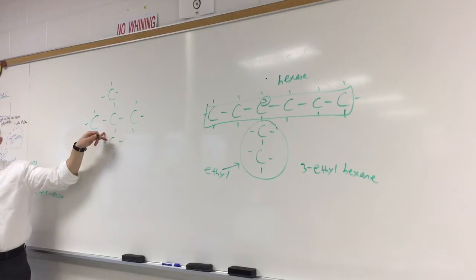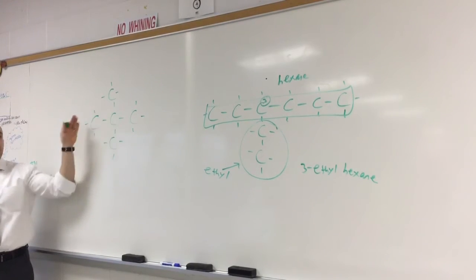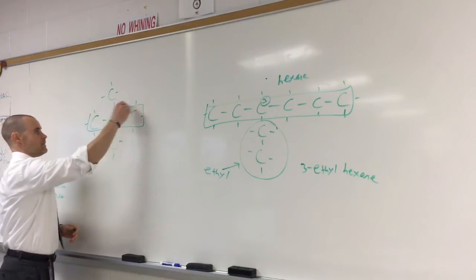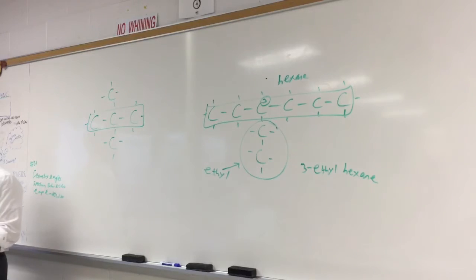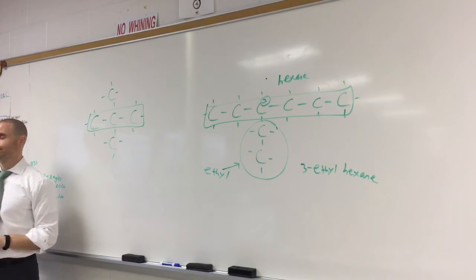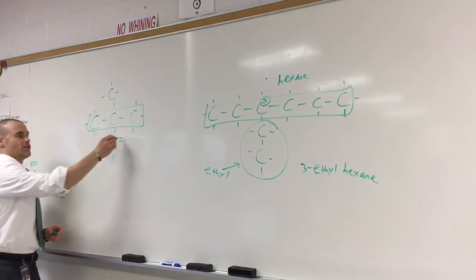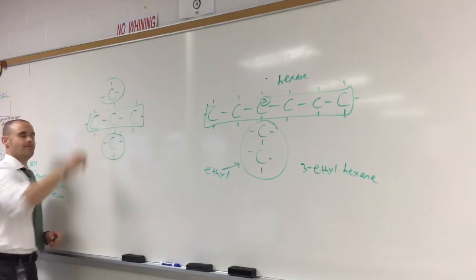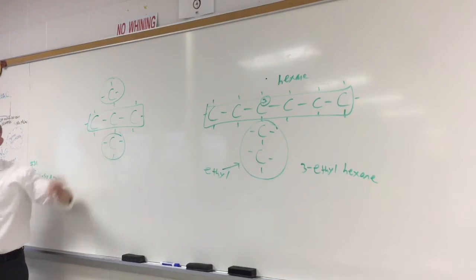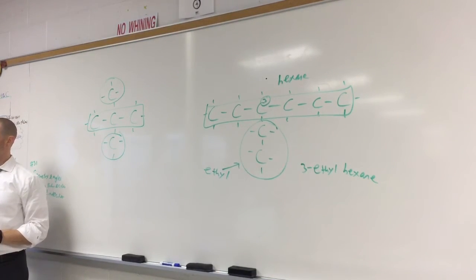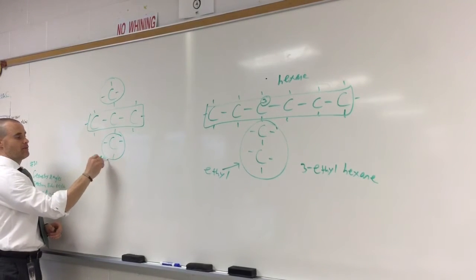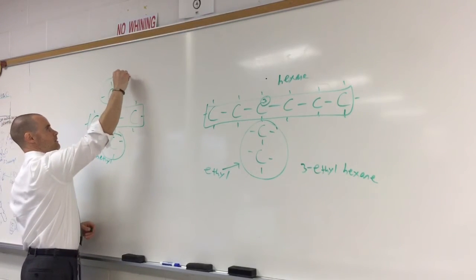Okay. Longest connected chain of carbons. 3. You can go up and down or left and right. Let's go left and right. All right, now it gets a little confusing. Maybe, maybe not. Look up here. We circle this one, we circle this one. What do you call 1 carbon outside the box? Methyl. So that's a methyl, and so is this.